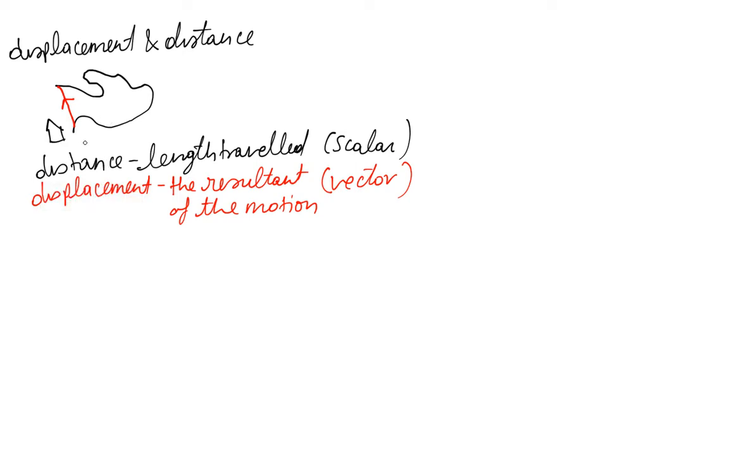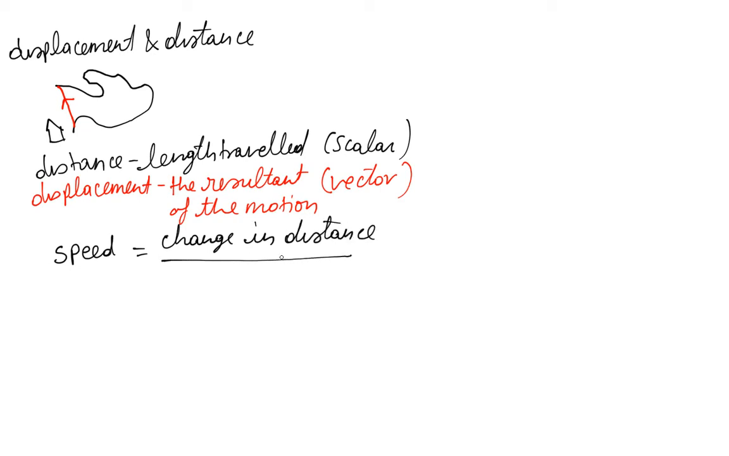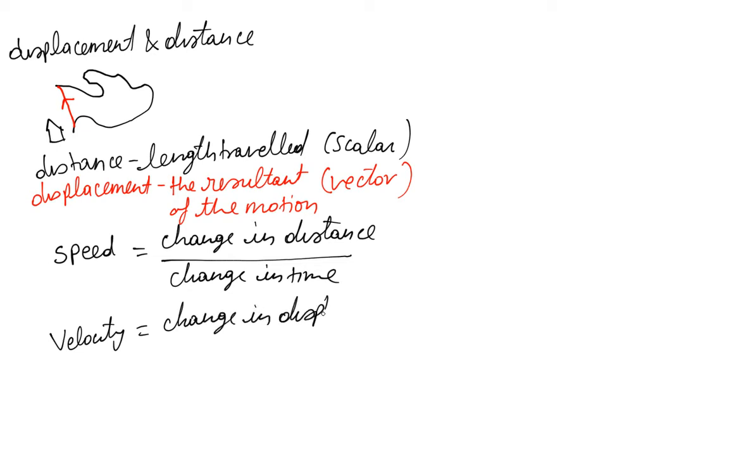Now let's talk about a few basic definitions. Speed. Speed is defined as change in distance divided by change in time, while your velocity is defined as change in displacement divided by change in time.